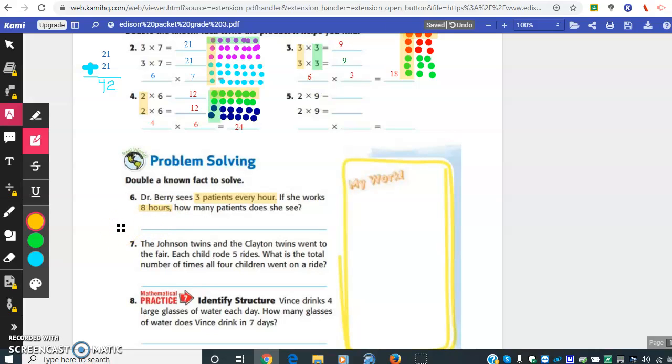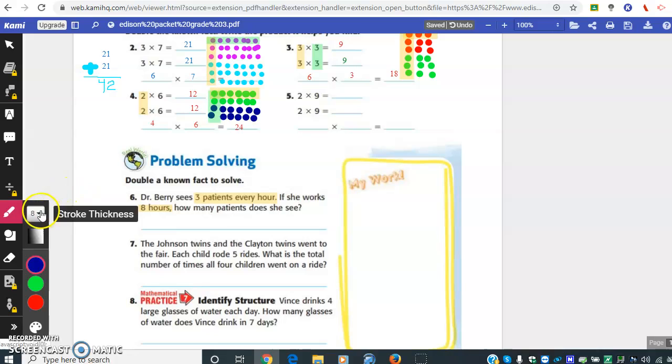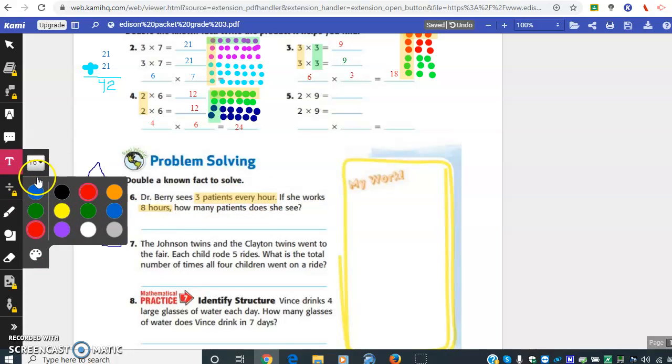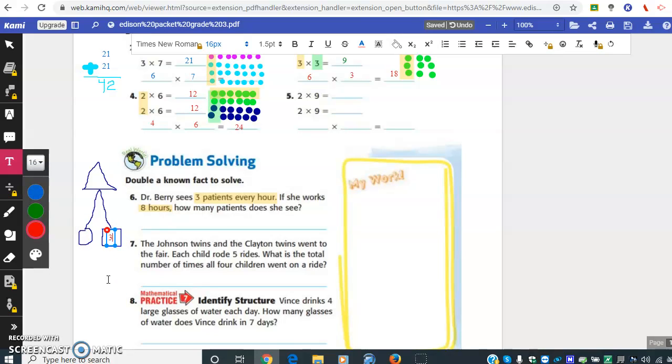So what kind of a problem is this? Well, because every hour is like saying each hour, we know that this is going to end up being a multiplication equation, which requires a math mountain, where we put the total at the top, the groups in the circle, and the number in each group in the square. So then where do the 3 patients every hour go? Well, if every hour is a fancy way of saying each, then the 3 patients every hour needs to be in the square. 3 patients each hour.